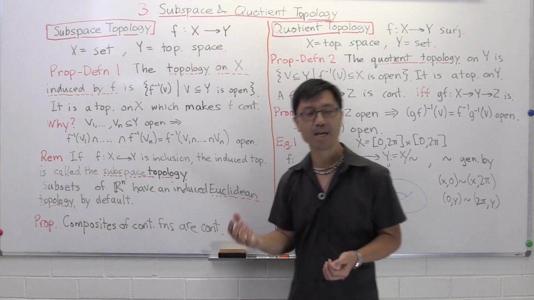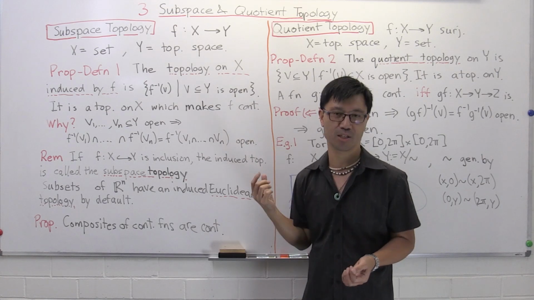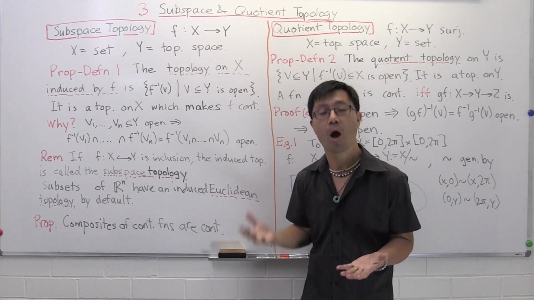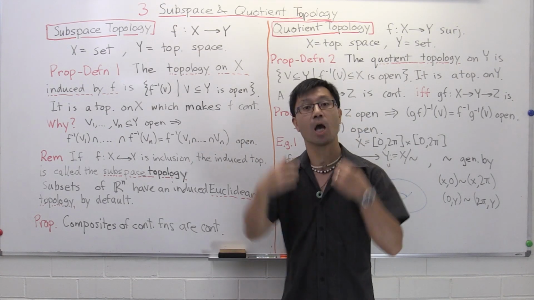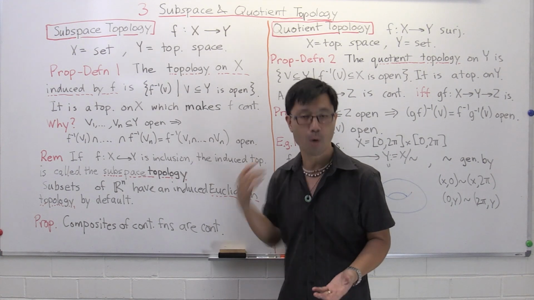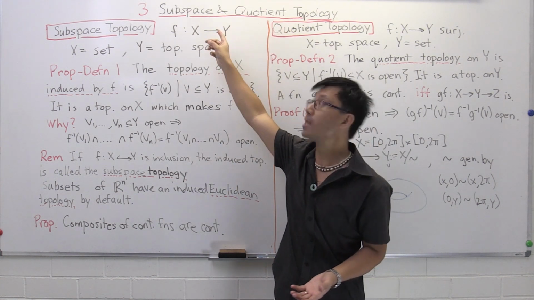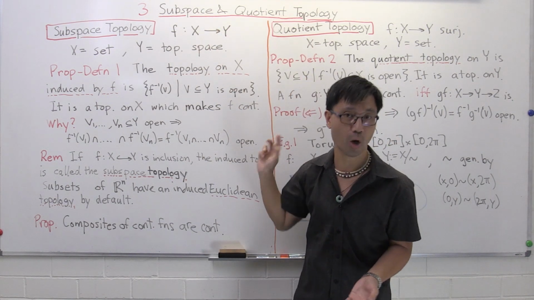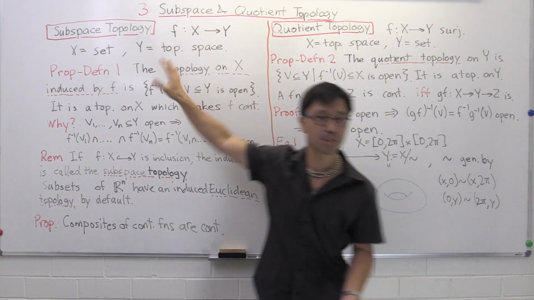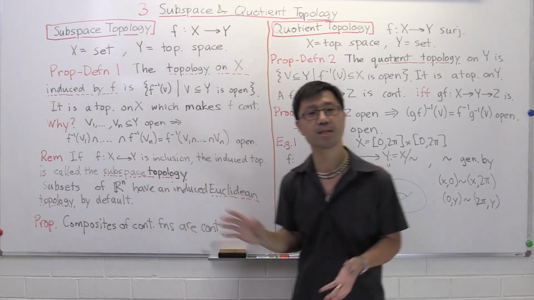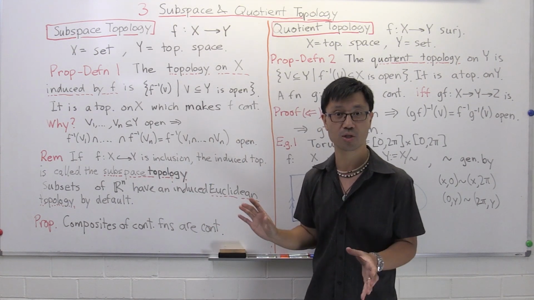This is video 3 in a short course on point set topology. In this video, I want to show you some ways of constructing new topological spaces from old topological spaces. Those two constructions are called the subspace topology and the quotient topology. Okay, so let's do the subspace topology first, and we'll set it up in a slightly more general situation.